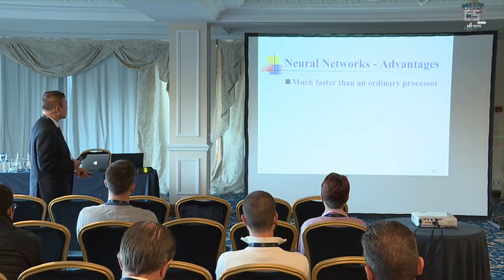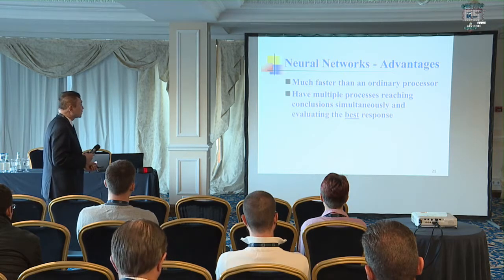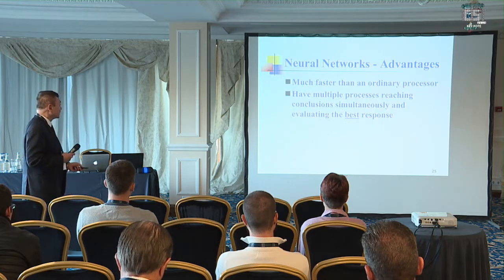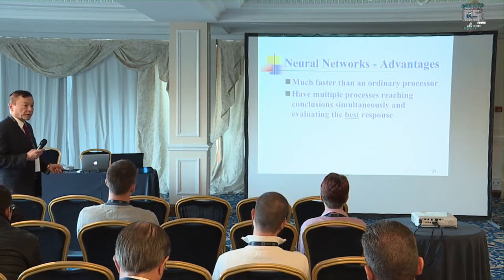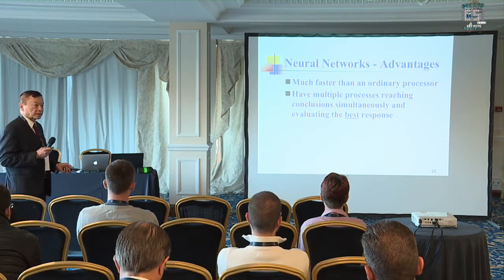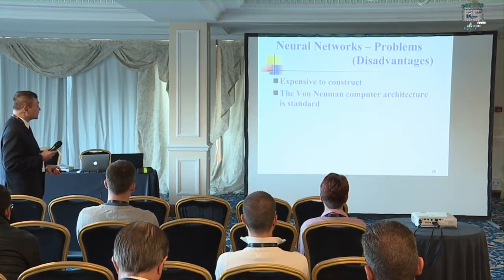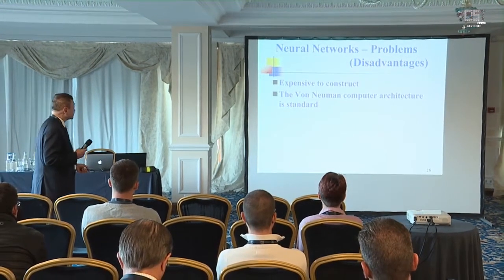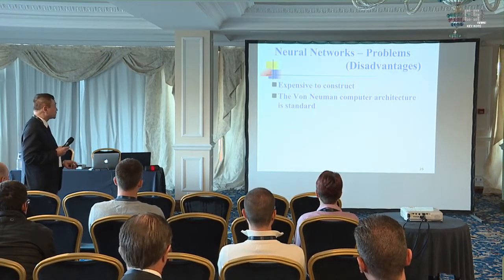Okay, so some advantages versus disadvantages, of course. It's much faster than an ordinary processor. It has multiple processing happening simultaneously, which is why we mentioned briefly the quantum computation. Of course, there are also disadvantages, such as it is very, very expensive to construct, and it has a bottleneck called the von Neumann bottleneck.